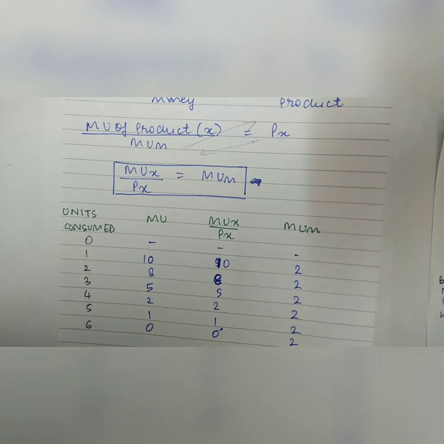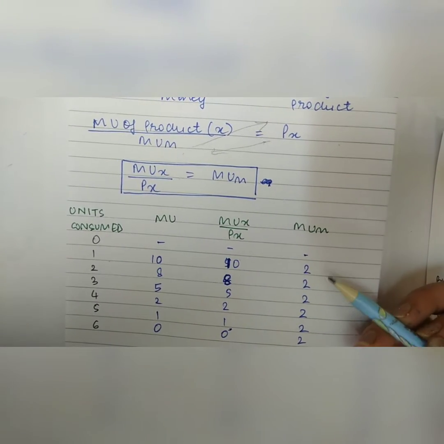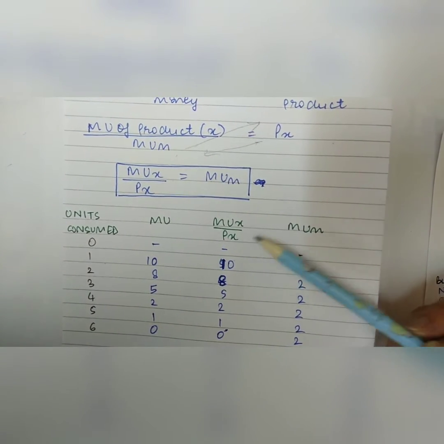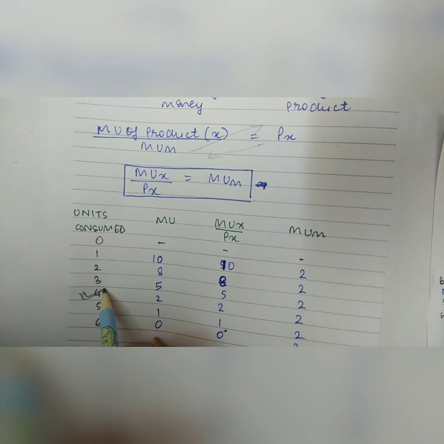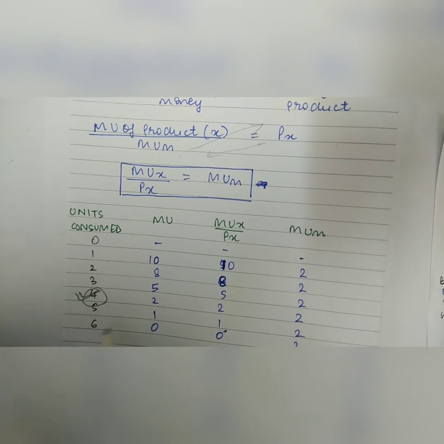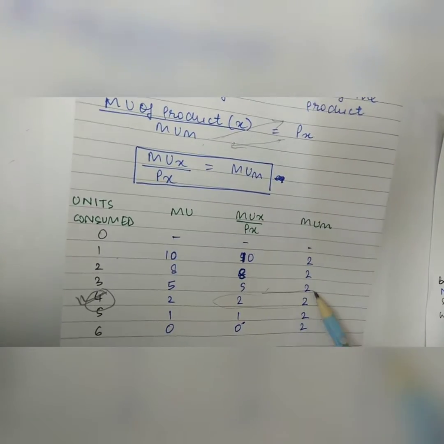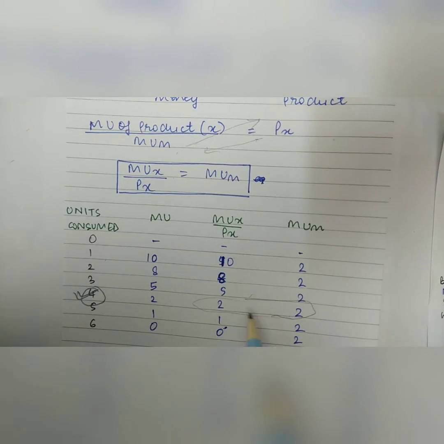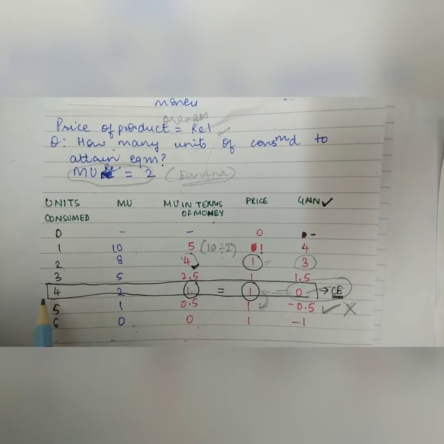Why is that? Because the price of commodity X, that is oranges, is equal to 1. Now when you want to compare MUX by PX with MUM, you see that the consumer equilibrium will be attained at the 4th unit. Why? Because here is the case where the marginal utility of money is equal to marginal utility of X divided by PX. The consumer equilibrium in the previous lecture was also attained where the consumption was the 4th unit.